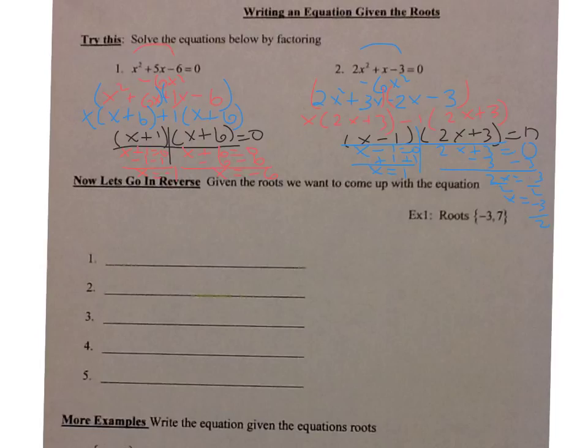All right, so now what we're going to work on is going backwards. Given the roots, such as negative 1 and negative 6, I want to work backwards. I want to take these roots and come up with this equation up here. Take the roots 1 and negative 3 halves and come up with this equation up at the top. So we are going to work backwards. I have my roots over here, which is negative 3 and positive 7. I want to come up with that equation.